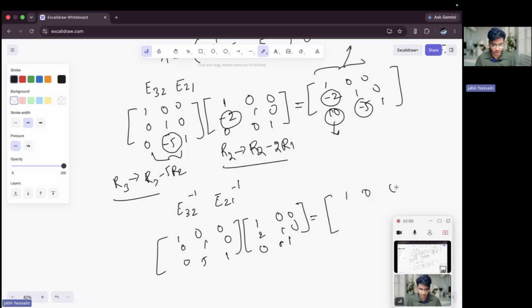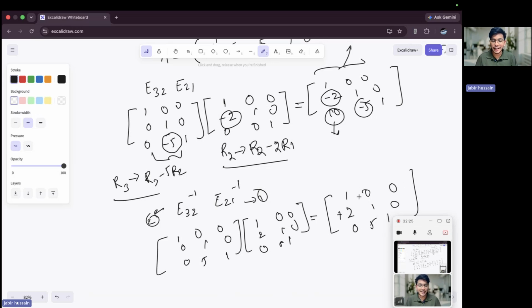So 0 0, minus 2 1 0, I believe so. Let me check the answer. Yeah, I think I have to take the reverse order, not this order. This will be my first, this will be my second in multiplication order. Okay, and I will get the answer as positive 0 5 1.